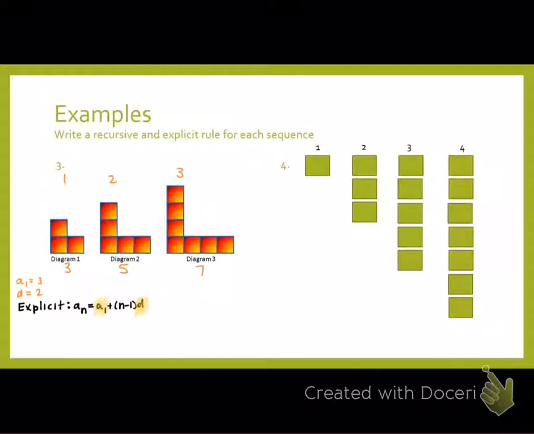Tanari, give me the explicit formula before distribution. A sub n equals 3 plus parentheses n minus 1 times 2. So then we can distribute.